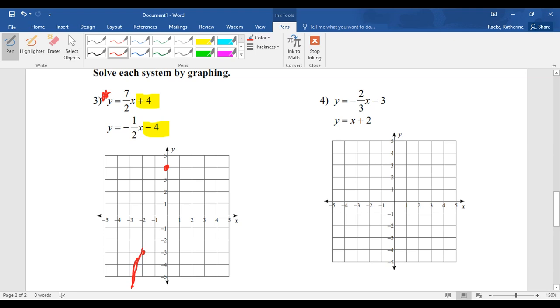So there's my first line. Now my second line, starting at negative 4, and it is a negative 1/2, so I'm going to go down 1 to the right 2. Then I'll go up 1 to the right 2. See, they intersect at the same point right there. Up 1, right 2. And there is my line for the second one. So my solution for this problem would be this point of intersection right here, which is (-2, -3).